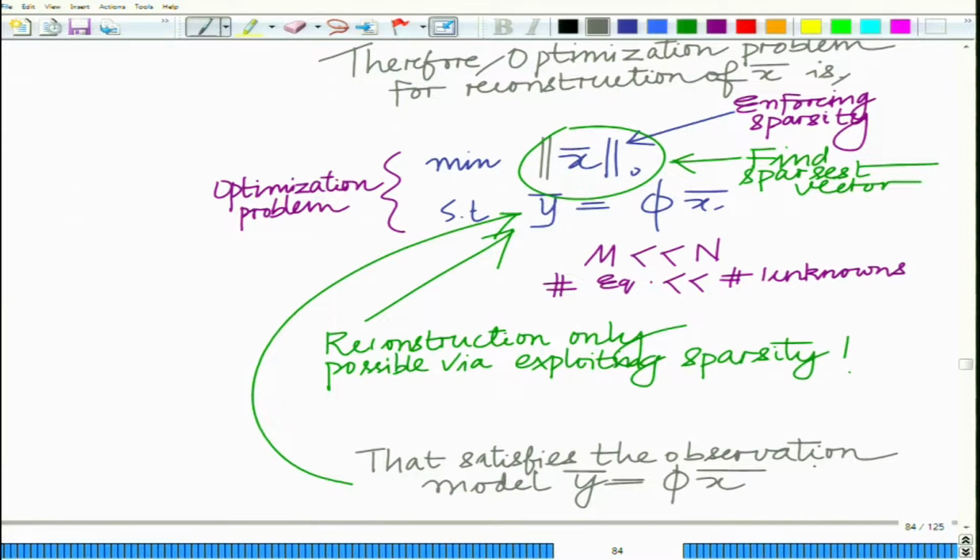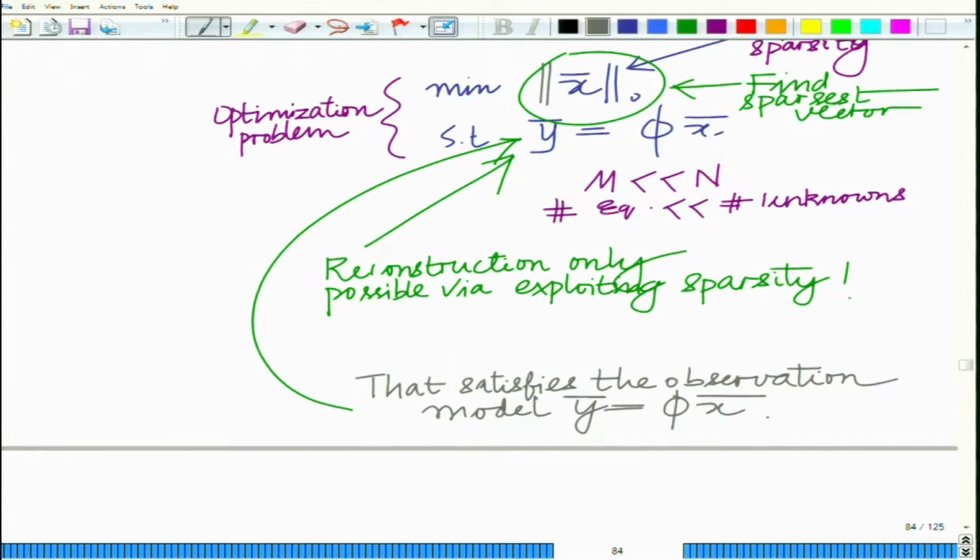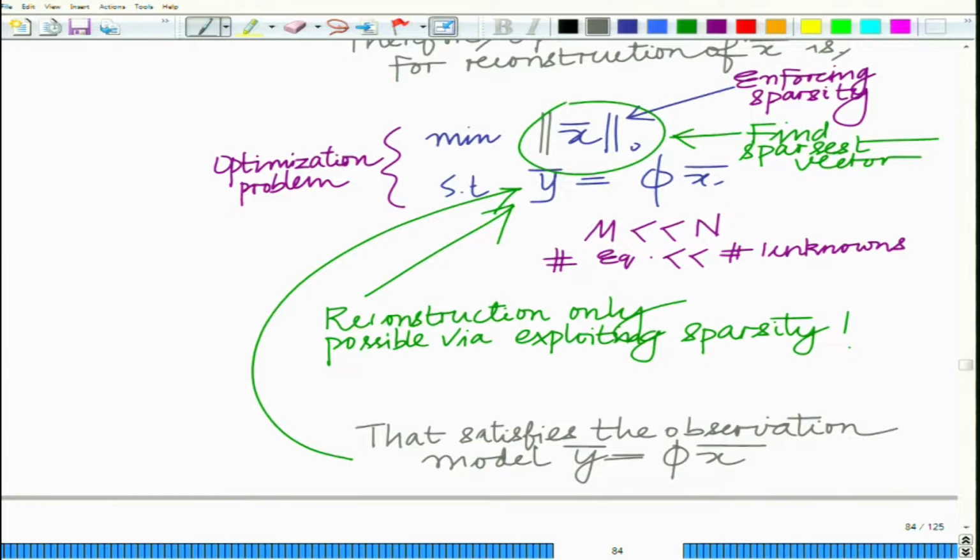That satisfies the observation model y bar equal to phi x bar. So, if you are trying to find the sparsest vector, we have now written an optimization problem, similar to several optimization problems that we have seen before. You might think that you can solve it in a similar fashion as we have done before, with an optimization objective plus Lagrange multiplier.